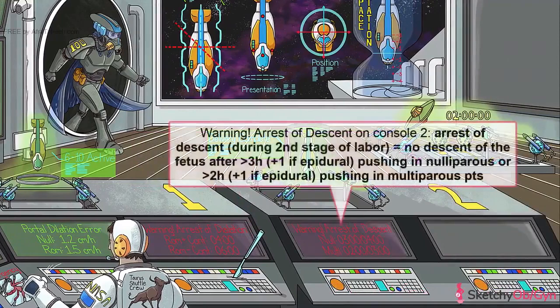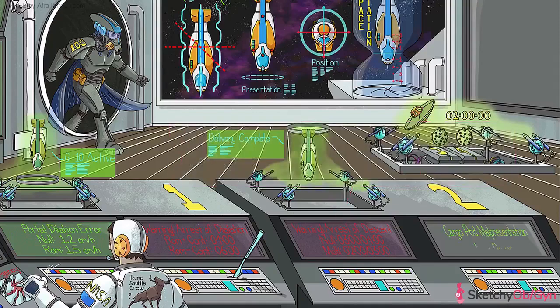A disorder of the second stage of labor is called arrest of descent, which is when the fetus doesn't make progression down the birth canal. This is technically defined as greater than 3 hours of pushing with no descent of the fetus in nulliparous women, 4 hours if she's had an epidural, or greater than 2 hours of pushing in a multiparous woman, or 3 hours if she's had an epidural. All of these numbers are here underneath the warning arrest of descent reading on console 2, which will also remind you that arrest of descent is part of the second stage of labor.